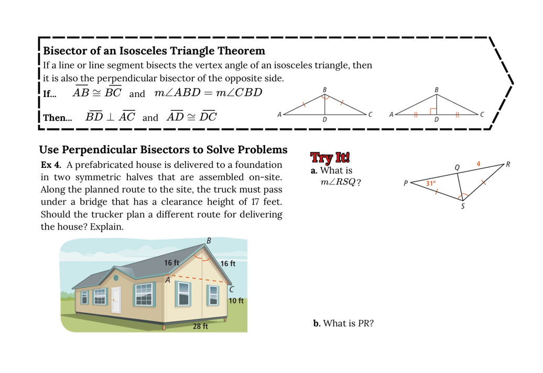Okay, so if AB is congruent to BC and our measure of ABD is equal to our measure of CBD, so these two angles are congruent to each other, then we know that BD is perpendicular to AC. And because it's a bisector, the two base sides it's creating are congruent to each other.